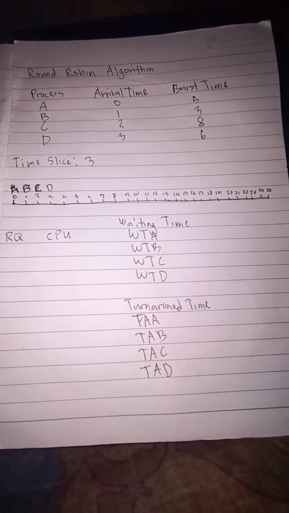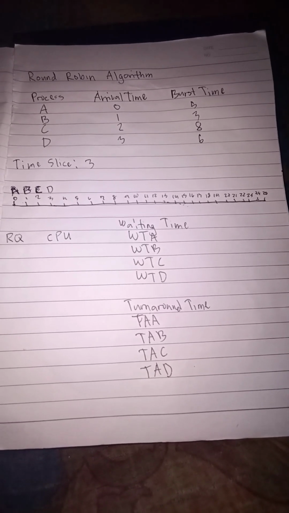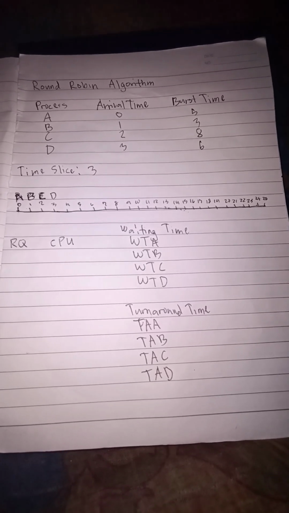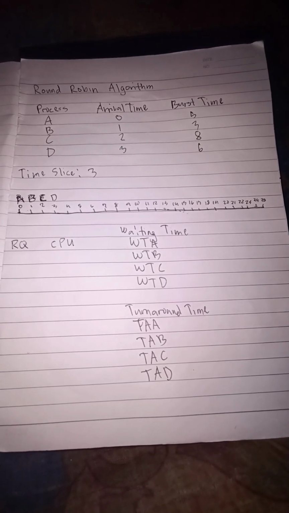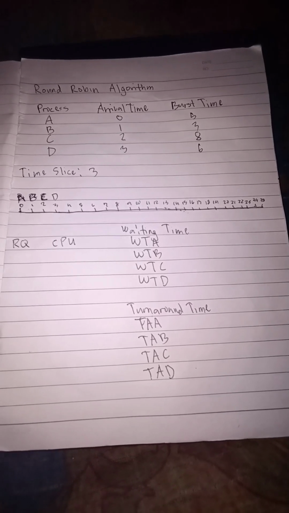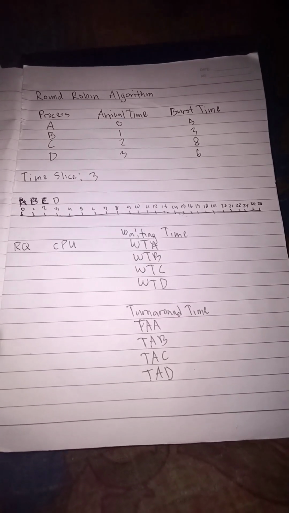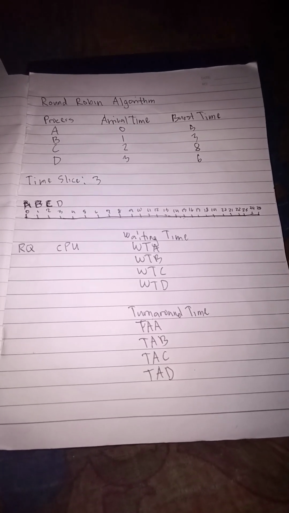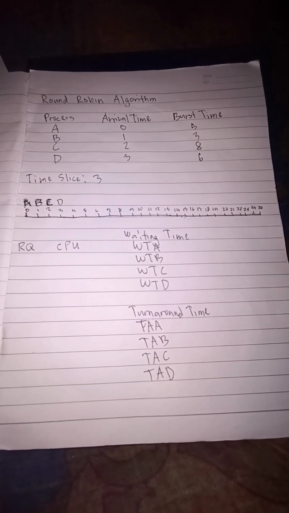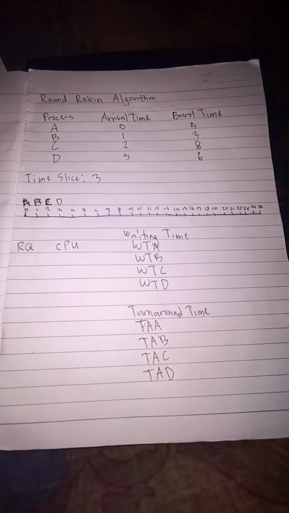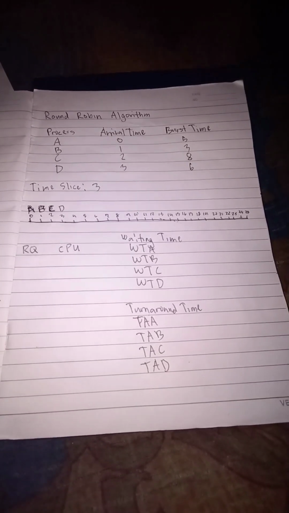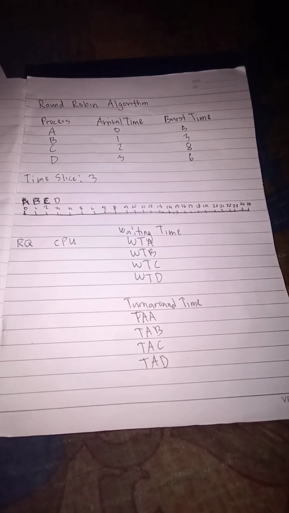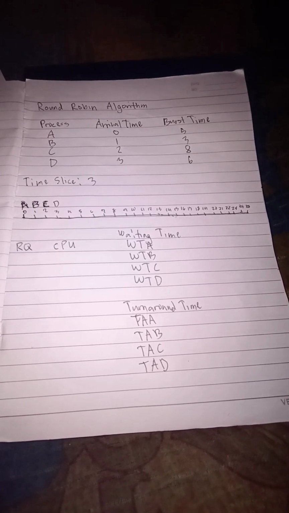So round robin is just a version of first come first serve, but round robin is a preemptive algorithm, meaning that it can be stopped. The processes that are being executed can be stopped if there are processes that have been encountered. So now let's proceed to the algorithm.